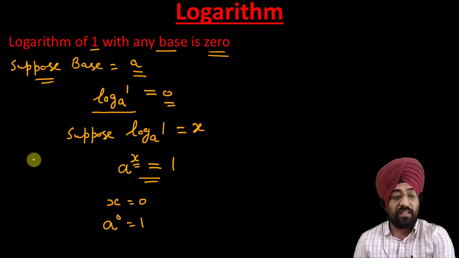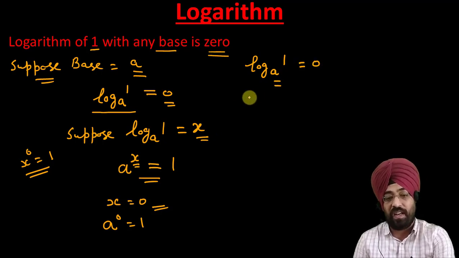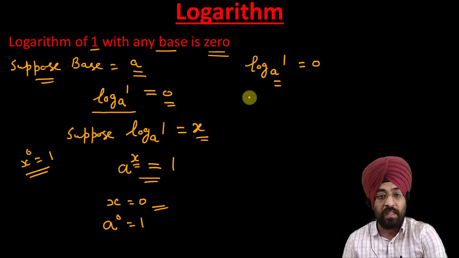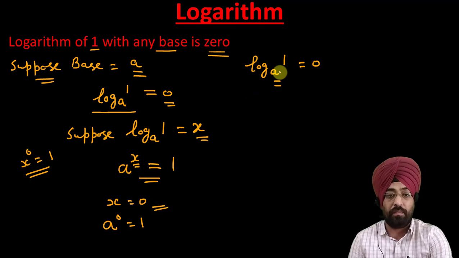So if we have power 0 of any number, its answer is always 1. x raised to the power 0 is always 1. That is a mathematical relation. So this relation will only be true if x is 0. So x is 0, that means log of 1 with any base a is equal to 0, where a can have any value, 1, 2, 3, 4, 5, 6 or any value. So the first generalization is log of 1 is 0 irrespective of the base; the log of 1 will always come out to be equal to 0.